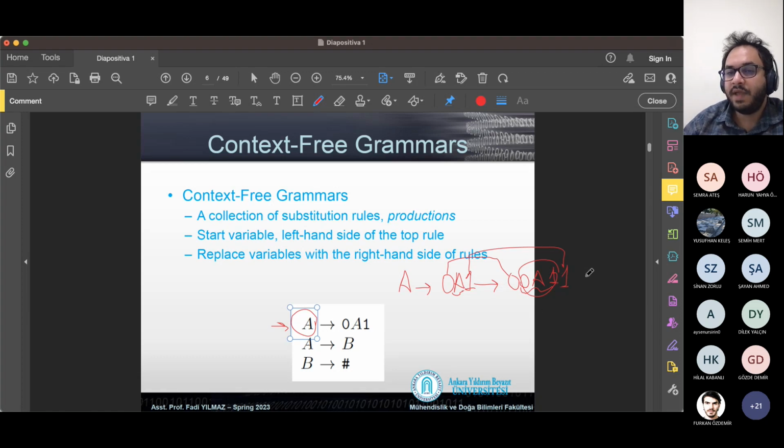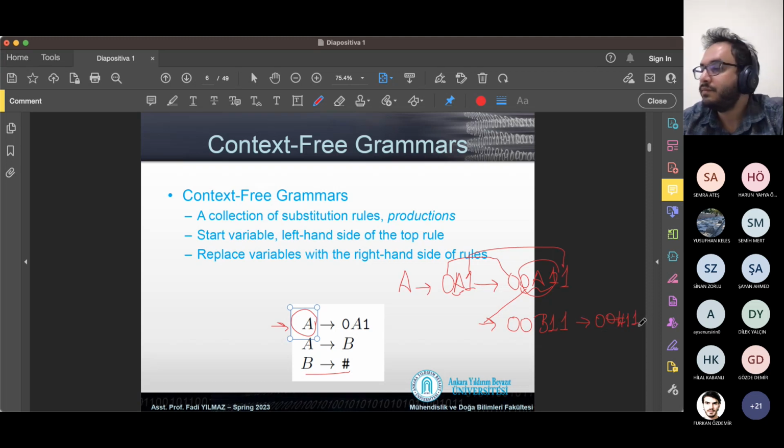Now from this string, I want to follow the second rule, so that I have 00B11. Then I need to choose the rule for B, because there is only one rule for B: 00#11. This is my string, and it is not the only string that I can produce.